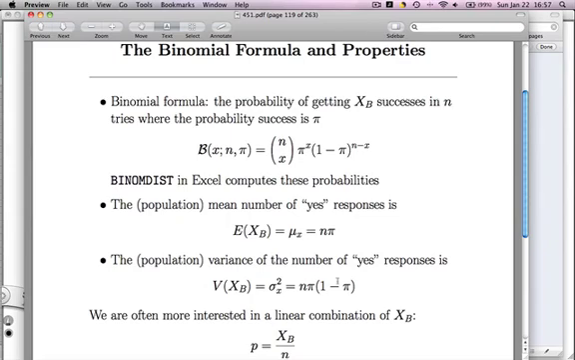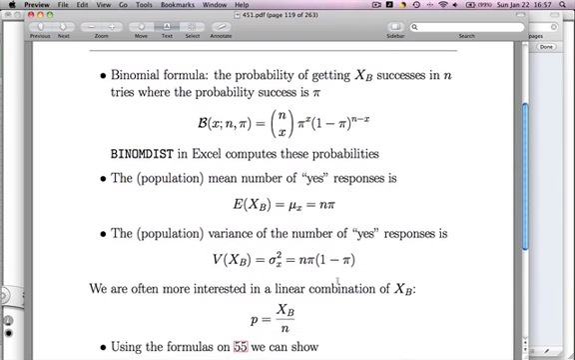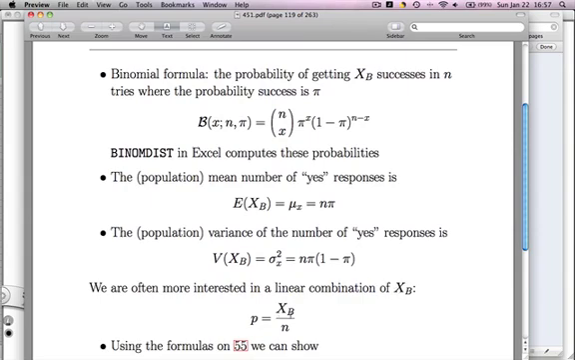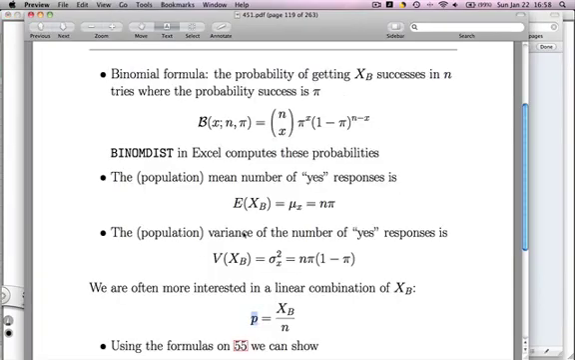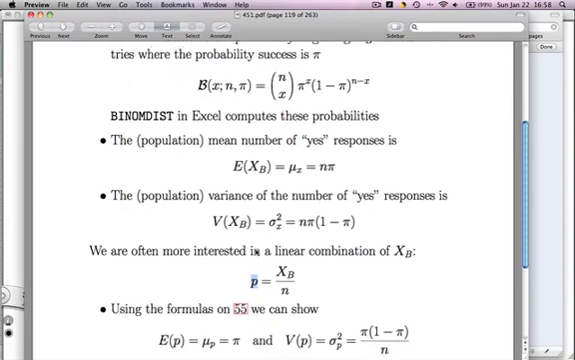Couple more results. Usually we don't care about the number of yeses, and instead we care about the percentage of yeses. So instead of X_B, what we want to do is consider a statistic P, the percent of yeses, which will be X_B over n. So if you think about it, go back to this first problem. We had 3 yeses out of 4 tries. So P, in that case, is 75%. All right, so instead of talking about 3 yeses, we want to talk about 75% of these 4 responses being yeses. This is a linear combination.